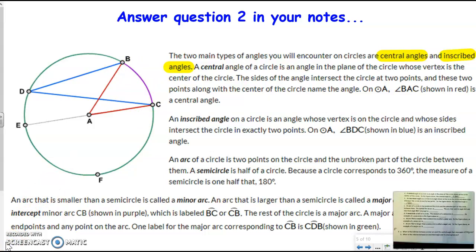All right, the arc of a circle is 2 points on a circle and the unbroken part of the circle between them. So if you take 2 points on the circle and you look at the part of the circle that connects those, that is what we call an arc. The semicircle is half the circle. And it just says that if the whole circle is 360 degrees, the measure of a semicircle is 180 degrees.